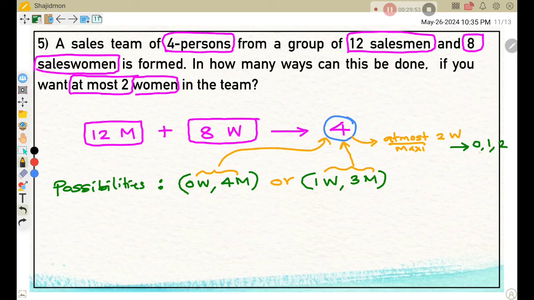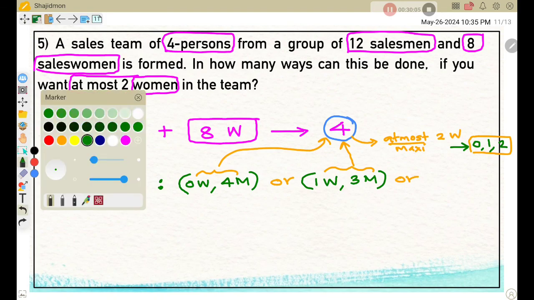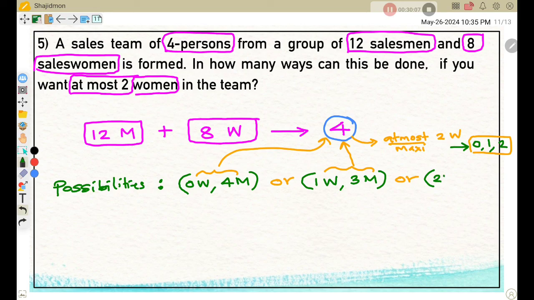Okay, you can see this number: 0, 1, 2. At most 2 means 0, 1, 2. So 0 women, 1 woman. Now what is the next possibility? We can write 2 women, correct? So 2 women means how many men will be there? 2 men will be there, because 2 plus 2, correct? This 2 plus 2, again it will go to 4. 4 persons only we are selecting. Okay, so these are the possibilities.